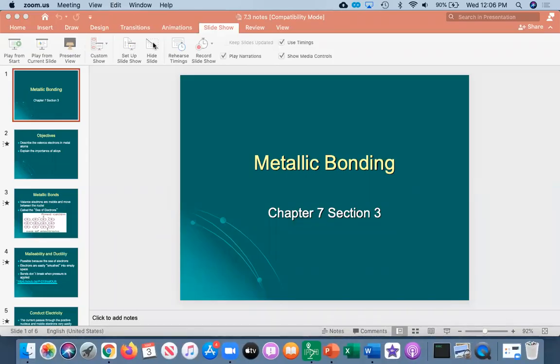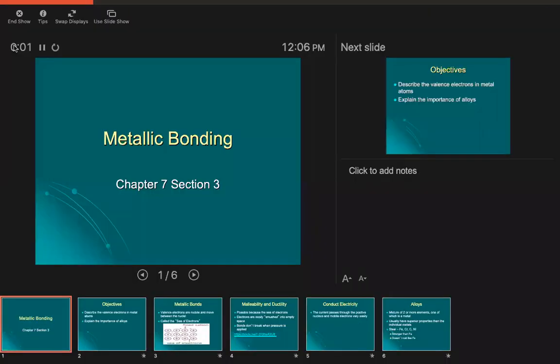Okay, so chapter 7, section 3, like I said, is a very short section. There's not a lot to it, so I think we'll be fine here. Metallic bonding. So far we've discussed ionic bonds.